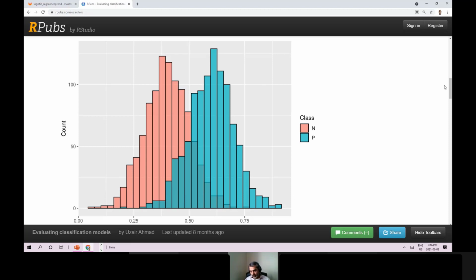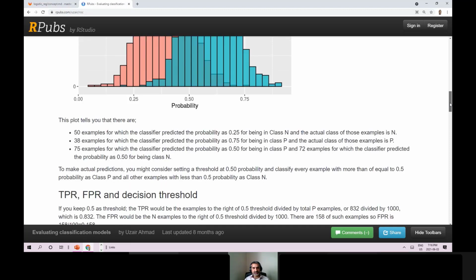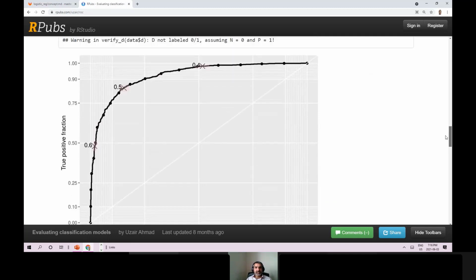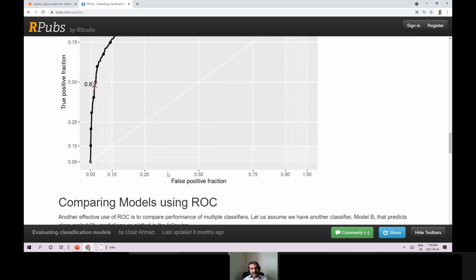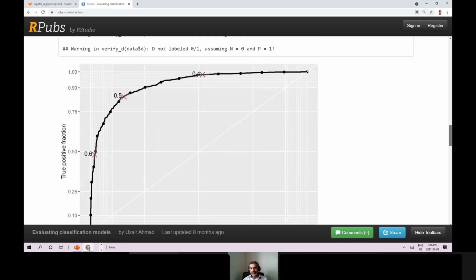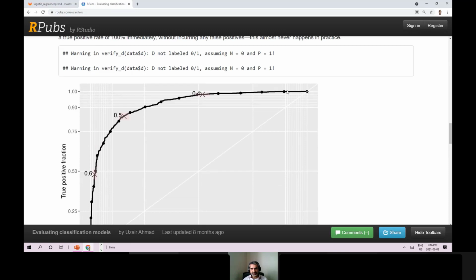So for true positive rate and false positive rate, if we draw it for all thresholds, it looks like this curve. On the x-axis, the true positive fraction of the examples, and on the y-axis, the false positive. For every threshold, we have this dot.